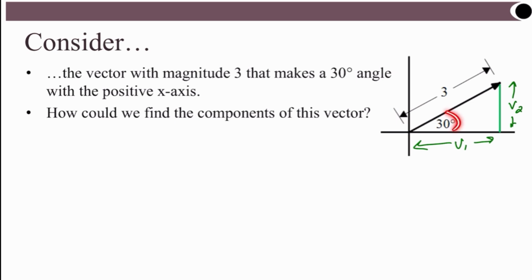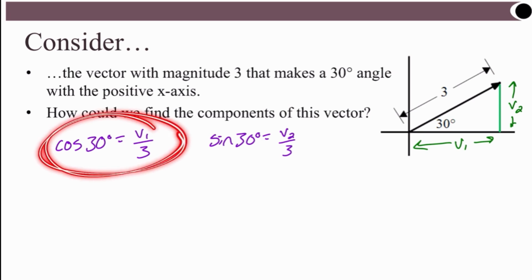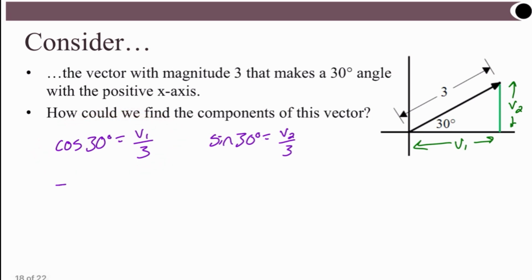So from the point of view of the 30 degrees, v sub 1 is the adjacent side, and the 3 is the hypotenuse. So adjacent, hypotenuse, you think cosine. So the cosine of 30 degrees would equal v sub 1 divided by 3. And then trying to find v sub 2, that's opposite the 30 degrees. So we can say the sine of 30 degrees is v sub 2 divided by 3. If I want to isolate v sub 1, I just multiply by 3. So 3 times the cosine of 30 degrees is equal to v sub 1, and 3 times the sine of 30 degrees is equal to v sub 2.